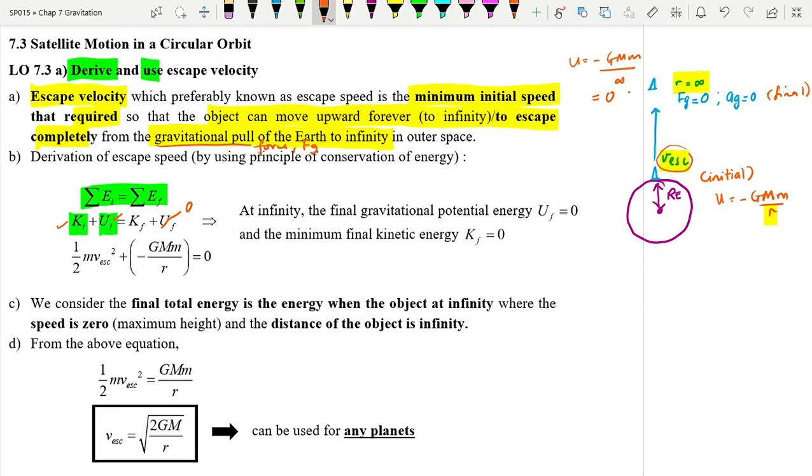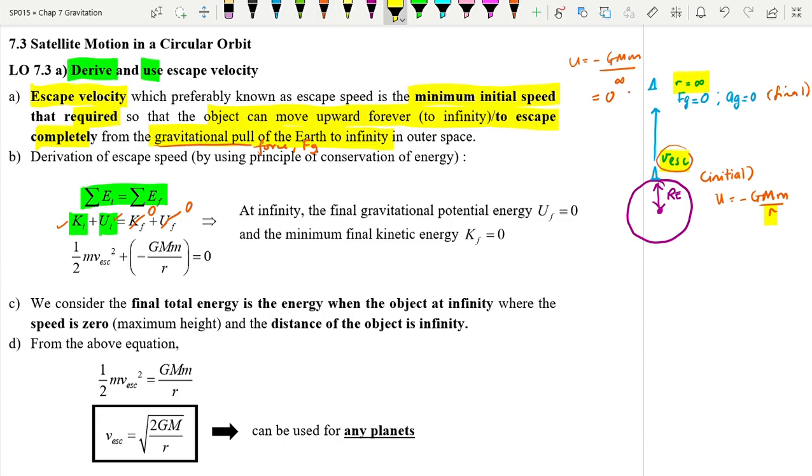Okay, imagine the infinity is the maximum height reached by the rocket. So same at the maximum point, at maximum height, your velocity will be 0. So kinetic energy pun akan jadi kosong dekat sini. So end up kita akan ada dua energy at the surface of the planet or surface of the earth.